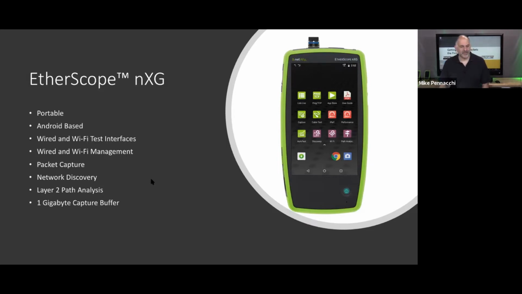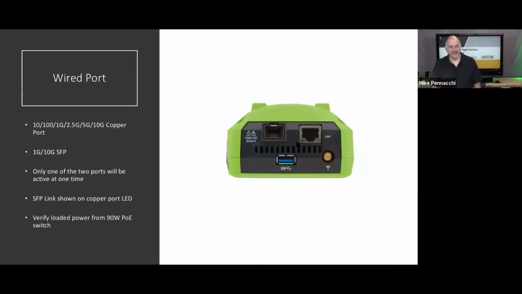Now up on the top of that EtherScope NXG, we have a couple of interfaces. We've got our LAN port. The neat thing with this LAN port on the copper side is it will do 10, 100, 1000, 2.5, 5, and 10 gig copper. And we could plug in an SFP right here, a 1 gig or 10 gig SFP, and it treats these as a single port that's capable of doing up to 10 gig.